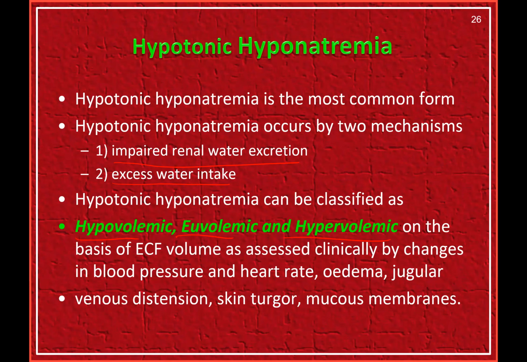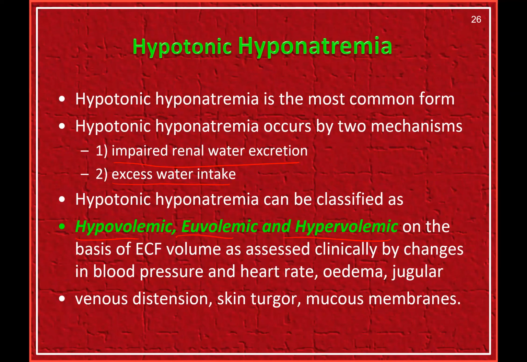So whenever we see a case of hyponatremia, first of all it should run in our mind, am I dealing with hypotonic hyponatremia or hypertonic hyponatremia or normotonic hyponatremia? How do I resolve it? Immediately look at the plasma osmolality. If the osmolality is low and there is hyponatremia, you are dealing with the commonest form of hyponatremia, which is hypotonic hyponatremia. Then is it hypovolemic, is it euvolemic, or is it hypervolemic?